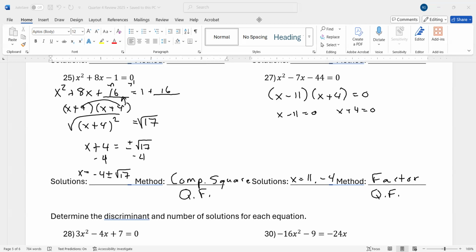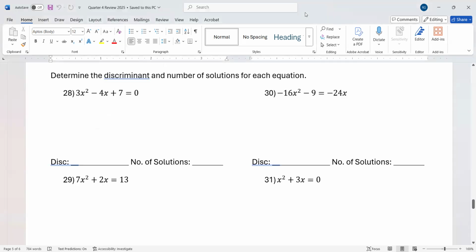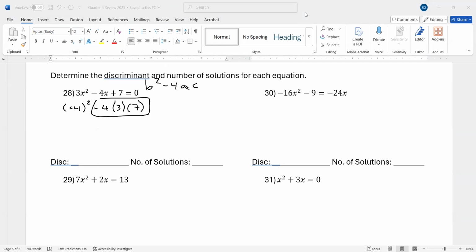All right, moving down to the discriminant. So this one a little quicker for these four. Determine the discriminant, which is a number, and then how many solutions. So you're interpreting the discriminant. So it's b squared minus 4ac. So b is negative 4 squared minus 4 times a times c. So negative 4 squared is 16. There's one negative, so it's a minus. 4 times 3 times 7 is 84. 16 minus 84 is negative 68. How many solutions then? None.